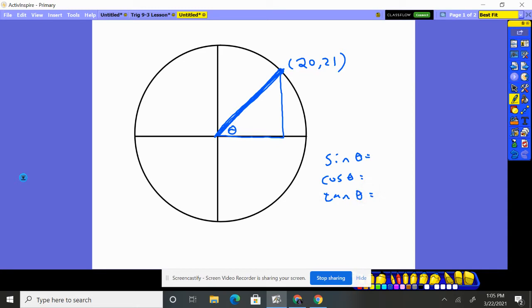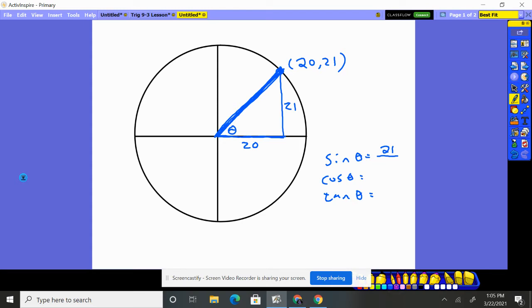Well, what do we need to figure out? What do we know? Well, here's what I know. If this point is at (20, 21), you've come over 20 and you have risen 21. So I do know those numbers. Now, the sine, remember, is your opposite over your hypotenuse. So it's going to be 21 over the hypotenuse. Do I know the hypotenuse yet? No. So I need to figure that out. Let's figure out the hypotenuse. How are we going to figure out the hypotenuse?